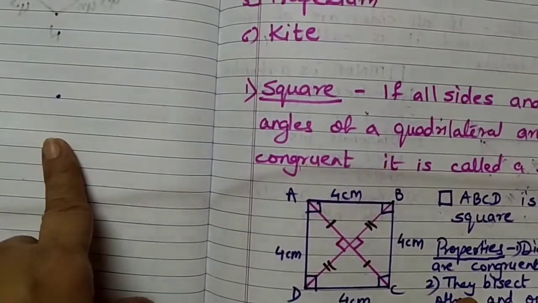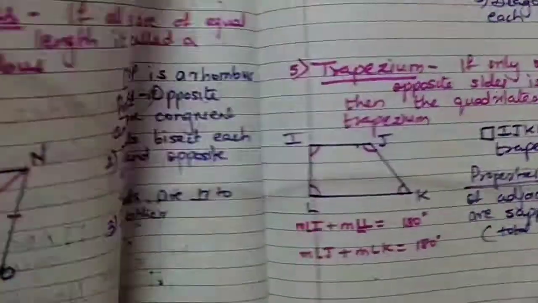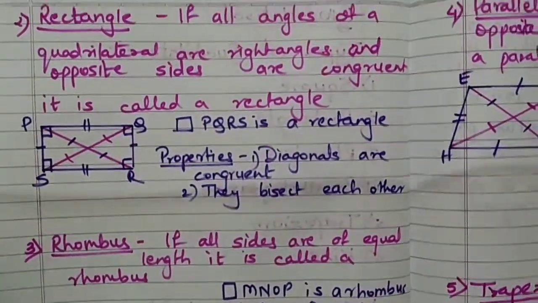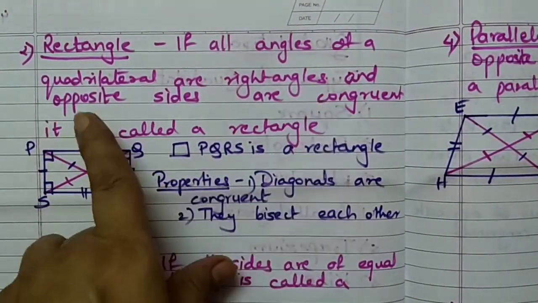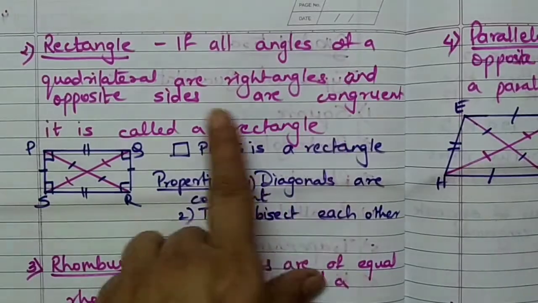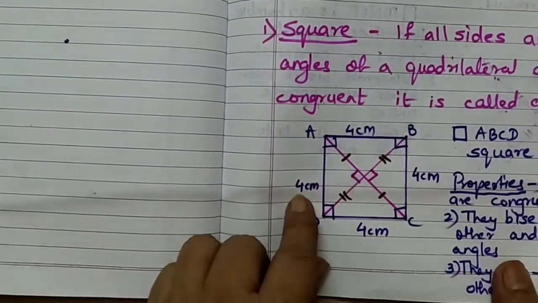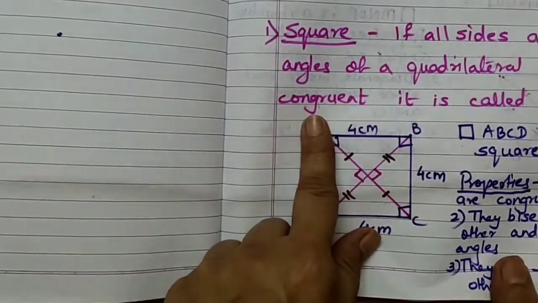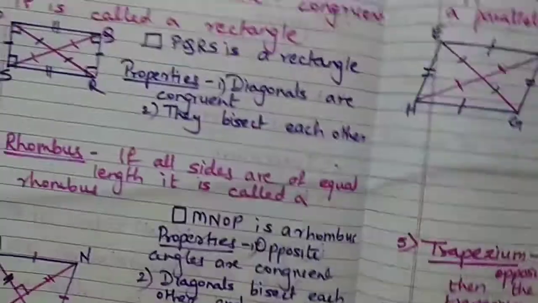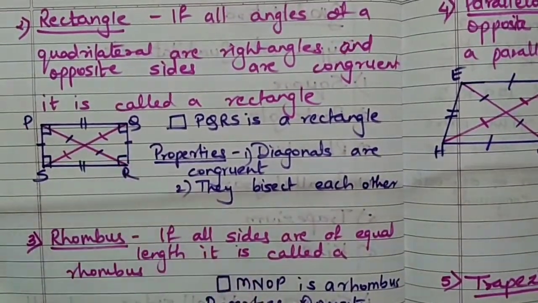What are the properties of a rectangle we saw? Or how do we define a rectangle? If all angles of a quadrilateral are right angles and opposite sides are congruent, it is called a rectangle. So in a square, all angles are right angles and opposite sides are congruent. So this can also be a rectangle. So a square can be a rectangle, but all rectangles will not be a square.